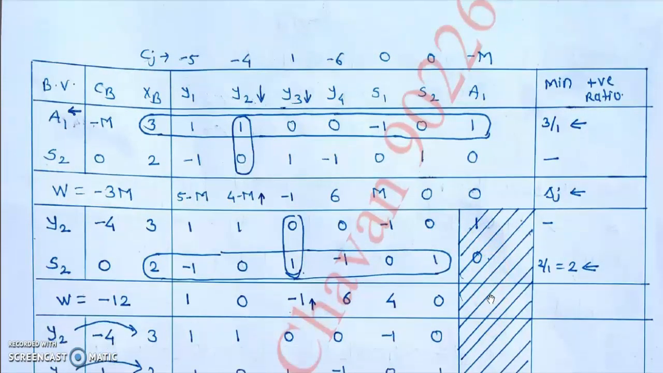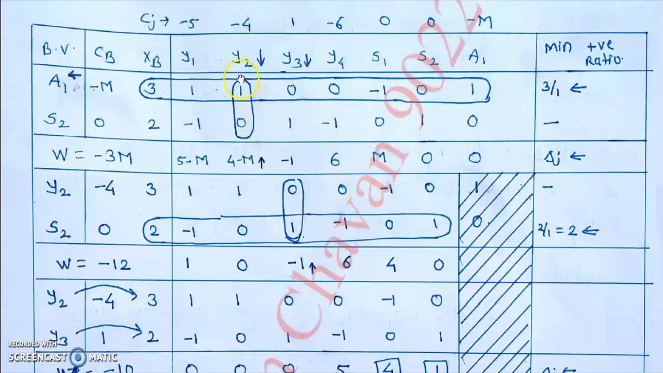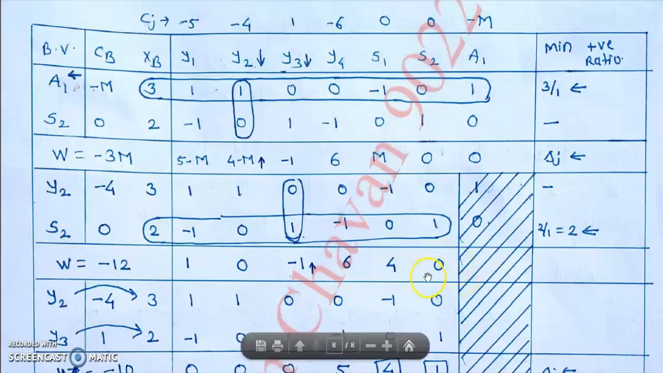Similarly, just like the simplex method, we fill the table by row transformation. The key element is already 1 here, so we write the key row as it is: 3 1 1 0 0 minus 1 and 0. The elements in the key column must be 0, which they already are, so we also write the second row as it is. So there is no operation, only carrying the rows forward. Now it's time to calculate W and the delta J row.